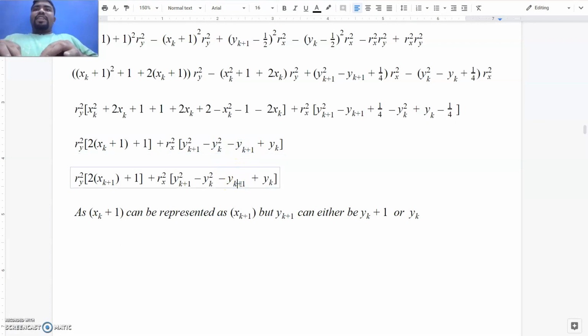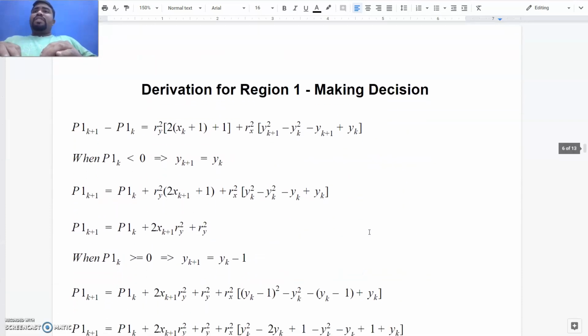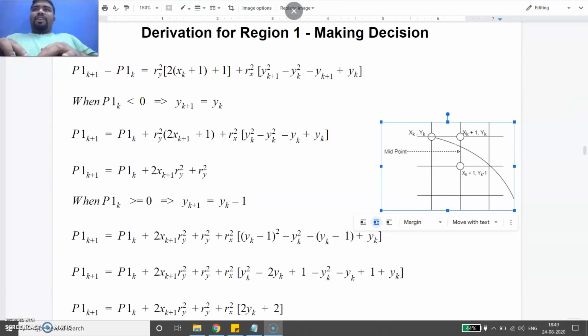That's why we have just left it as it is, because we are still unsure whether it would be yk plus 1 or yk. So these decisions we need to take now. So let's start with the derivation. Let's see what happens in the derivation.